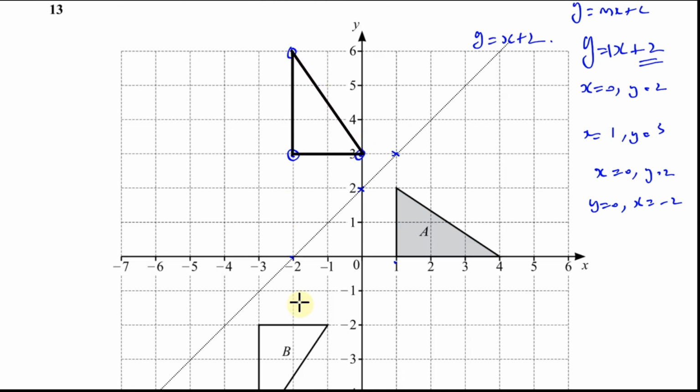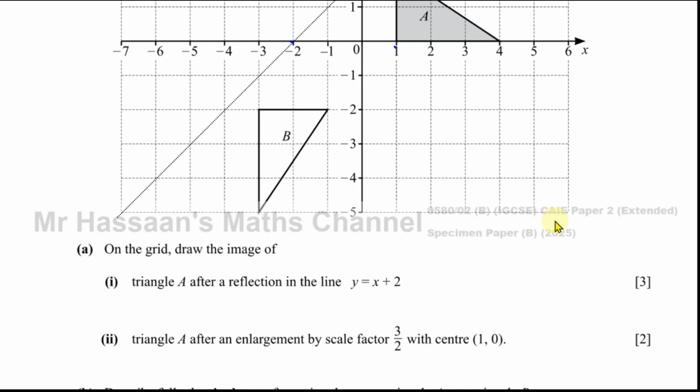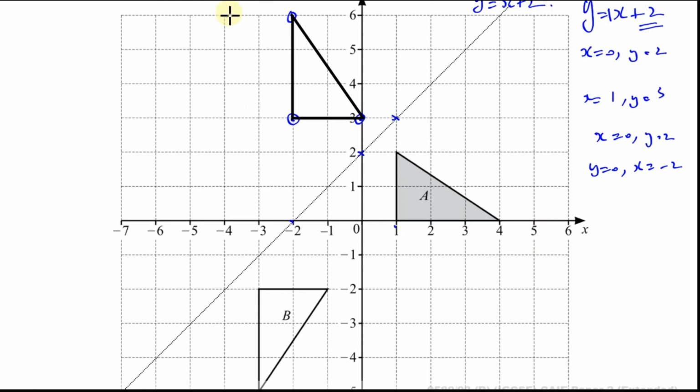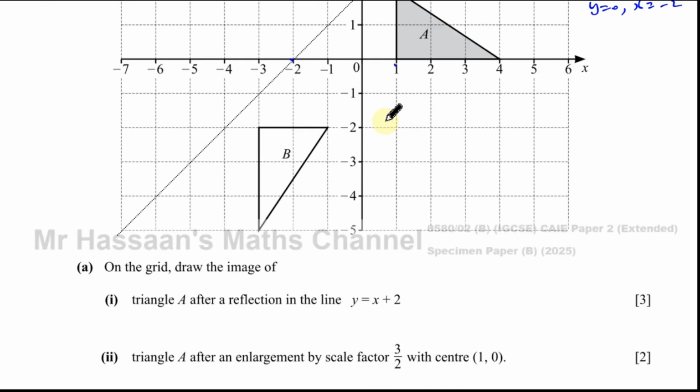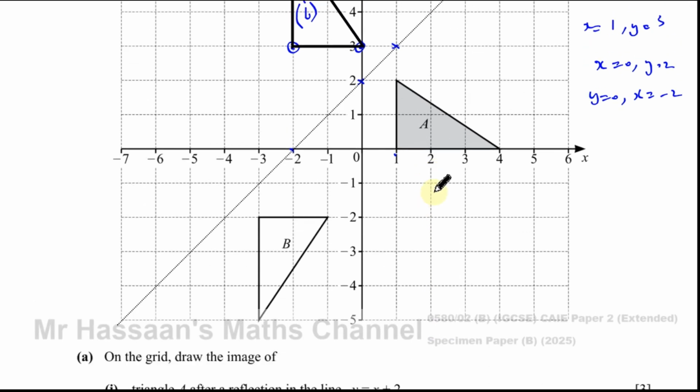And there we have it. So that's the answer to part 1. I'll just write here, part 1. Sometimes they tell you to label it with a certain letter, but in this case, I'll just put 1 there. That's the image of triangle A after reflection in the line y equals x plus 2.